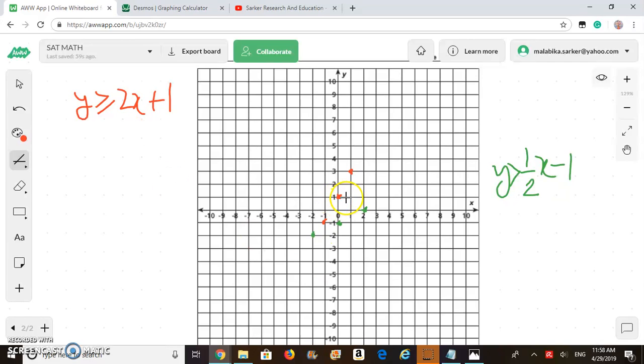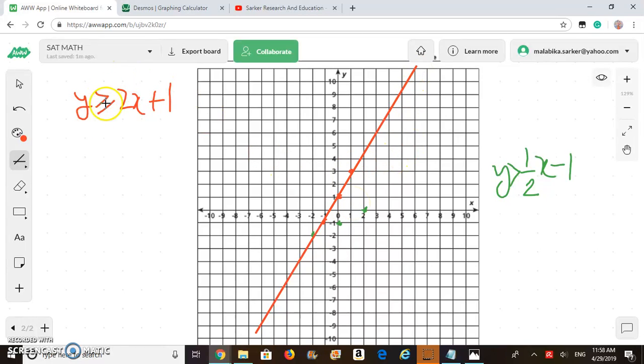So for one run, 2 rise, there is this point here, and going left and down, both are negative, so it becomes positive ultimately. So you have these 3 points, and let us try to draw a solid line that goes through these points. More or less, this is the equation of the line.